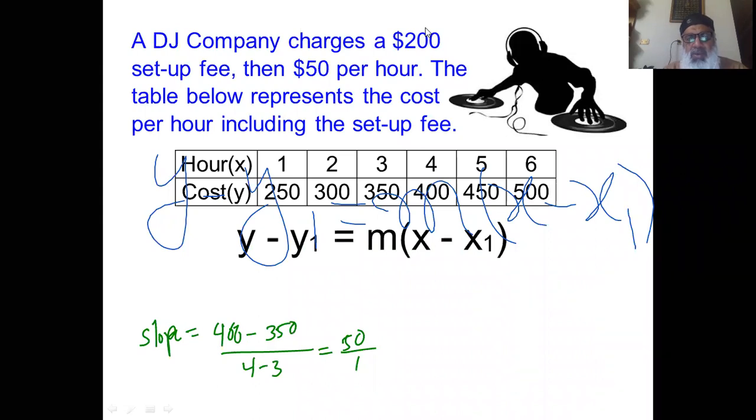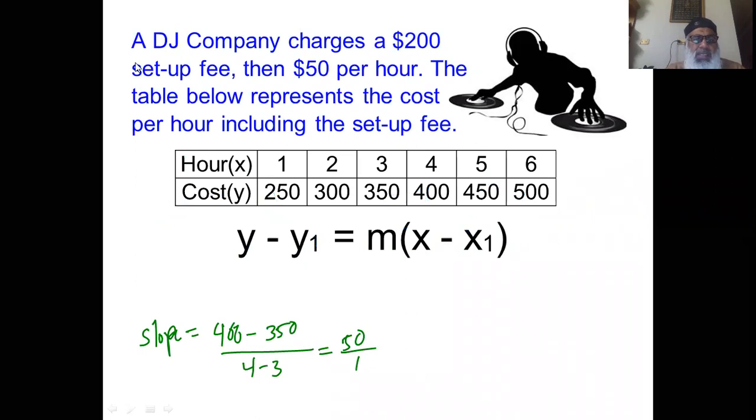What is next? Oh, one way or the other, something is in the word problem. Let's see. A DJ company charges a $200 setup fee, then $50 per hour. The table below represents the cost per hour, including the setup fee. Okay, so let's see, the rate, the fee is also given. So if you are utilizing it for 1 hour, this will become 200 plus 50. It's a simple calculation, mathematics.